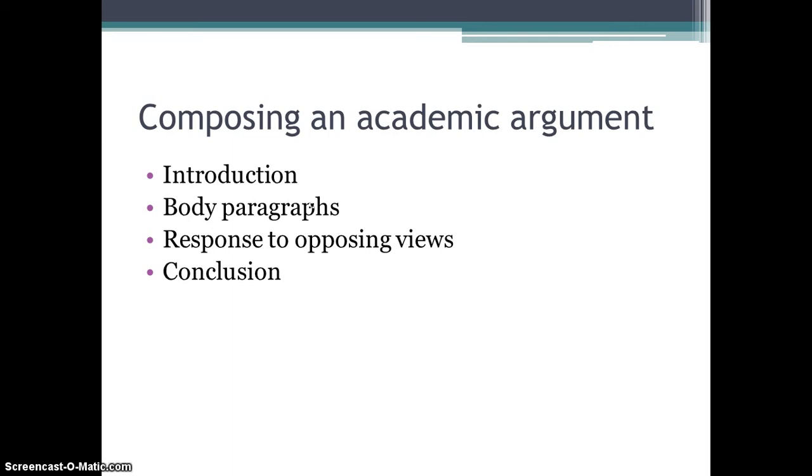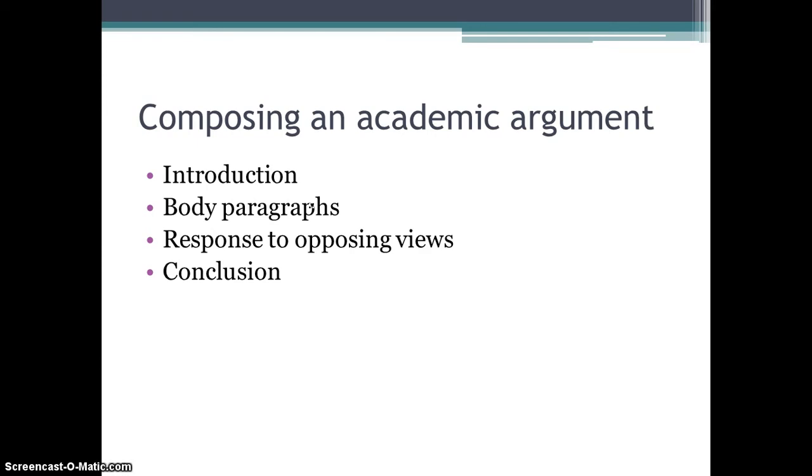Each argument's going to differ slightly in the order of these. The introduction and the conclusion have to remain static, but where we put those body paragraphs in relationship to the response to opposing views is different, depending on any given person. Your Little Brown Handbook makes some really great suggestions about response to opposing views. If you have a very controversial subject, a lot of times people will begin right after the introduction with a response to opposing views. That can be a possible relationship.